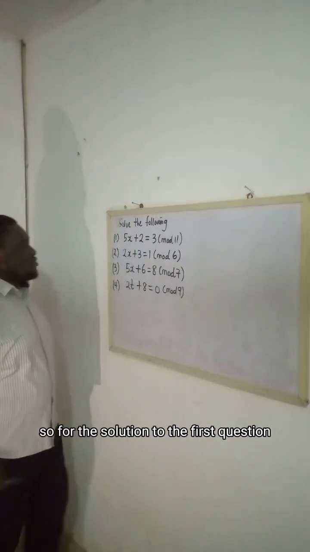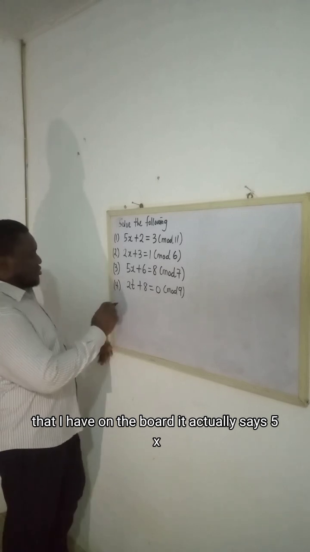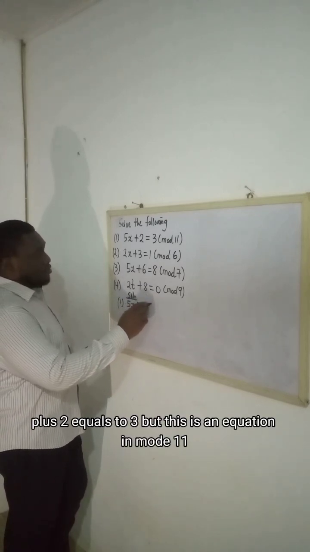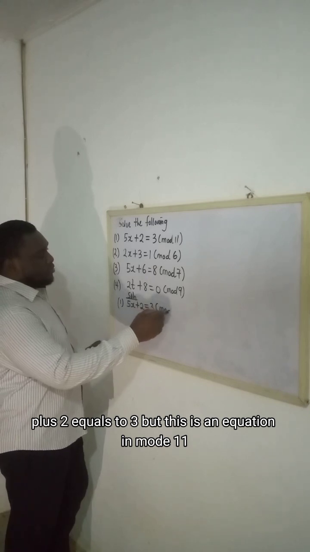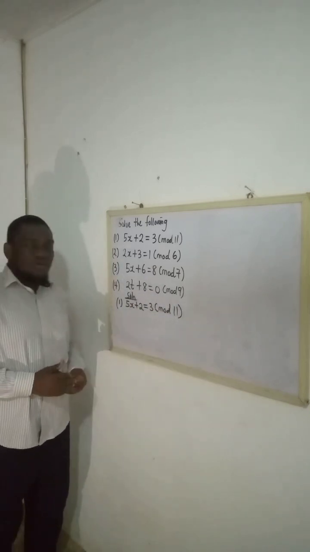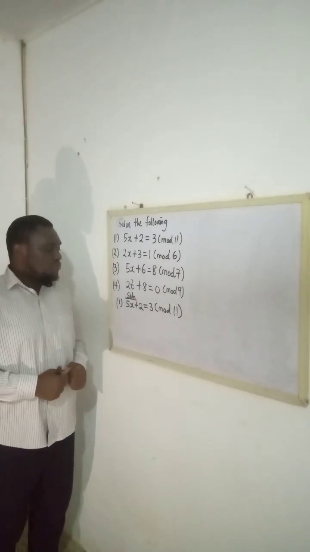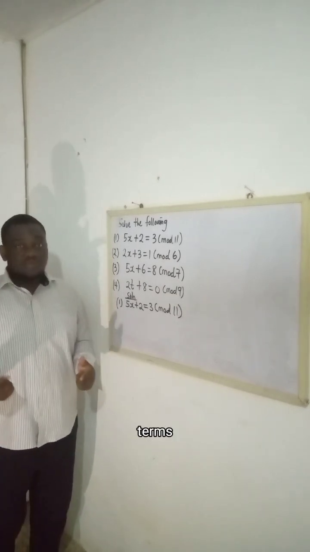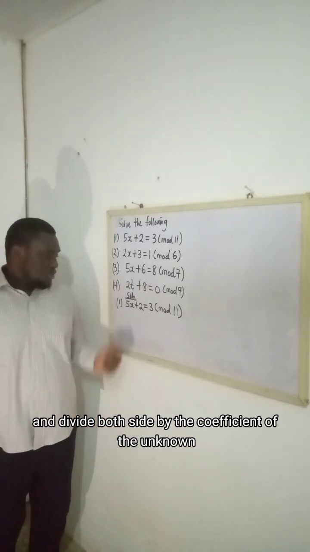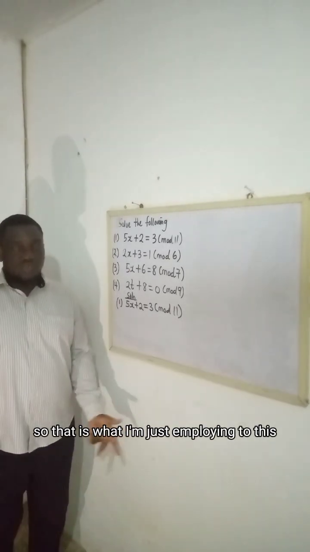Okay, so for the solution to the first question that I have on the board, it says 5x plus 2 equals 3, but this is an equation in mod 11. Just like any other linear equation that we want to solve, we try to collect like terms and divide both sides by the coefficient of the unknown. In this case, it is 5. So that is what I'm just employing to this.